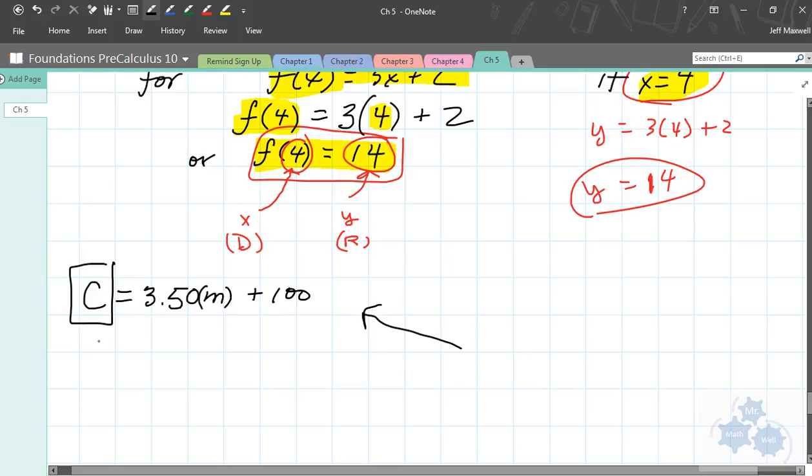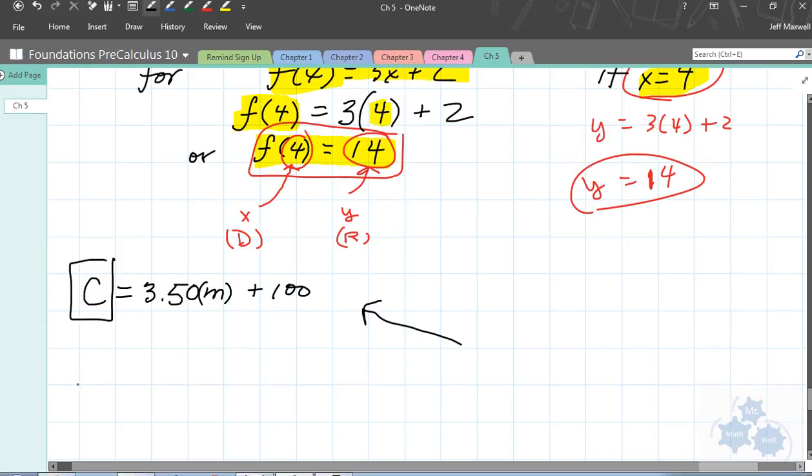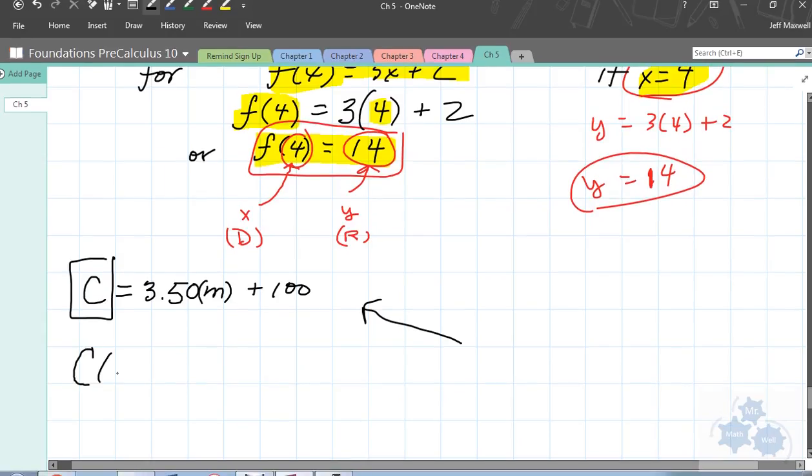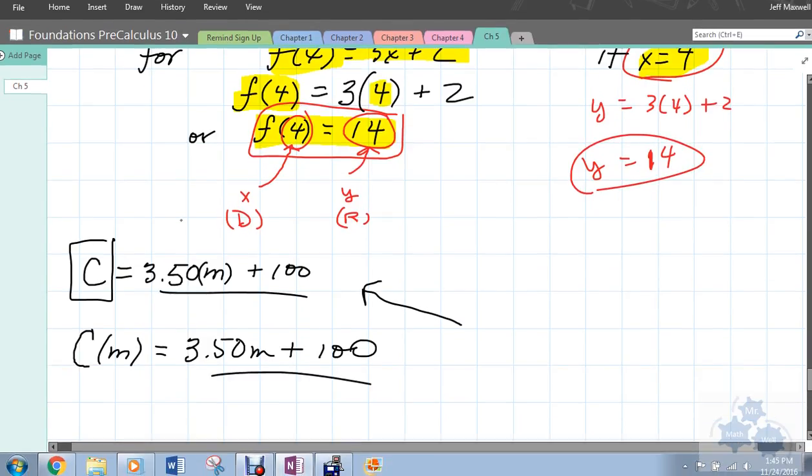But let's say I want to write this in function notation, knowing that C is a function of M. C is a function of M. This is what it looks like. C of M. This stays the same, but this cost is now a function of M, so you can use really any letter you want there, but you want to keep it the same, C probably. So C is a function of the amount of material used.